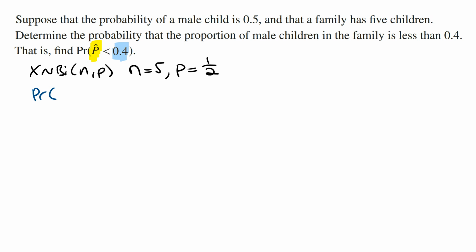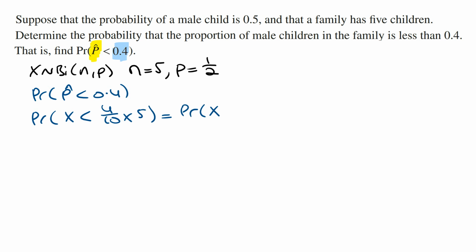And so the probability that p hat is going to be less than 0.4 is going to be the same as the probability that x is going to be less than 0.4 times the sample size, which is 4 on 10 times 5. And so this is the same as the probability that x is less than 20 on 10, which is 2. The probability that x is less than 2 is the same as the probability that x is equal to 0 plus the probability that x is equal to 1.